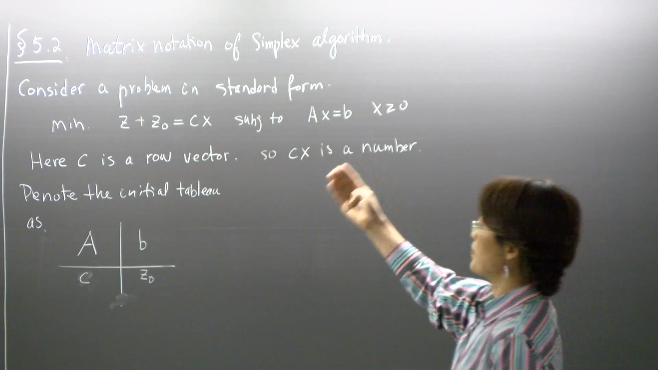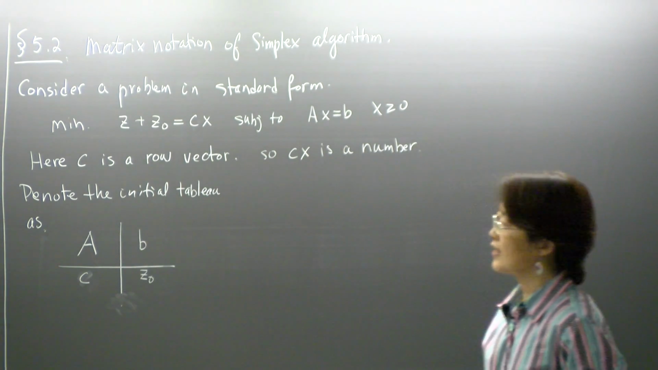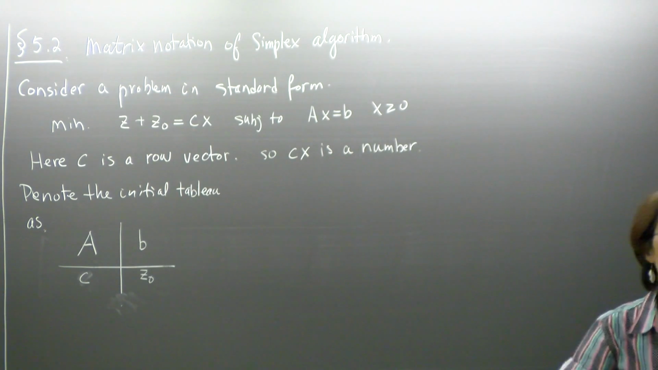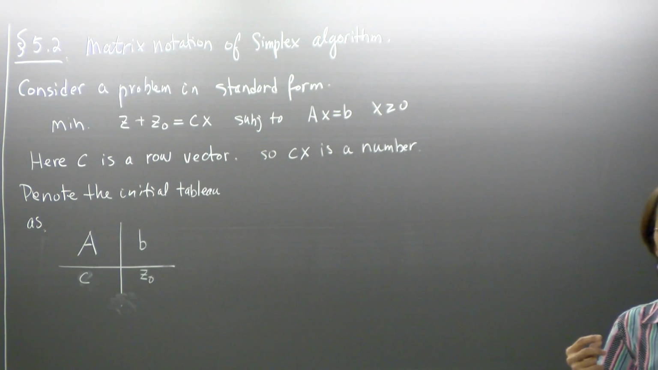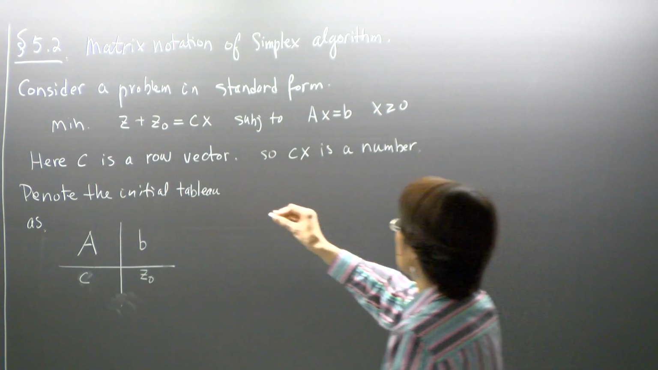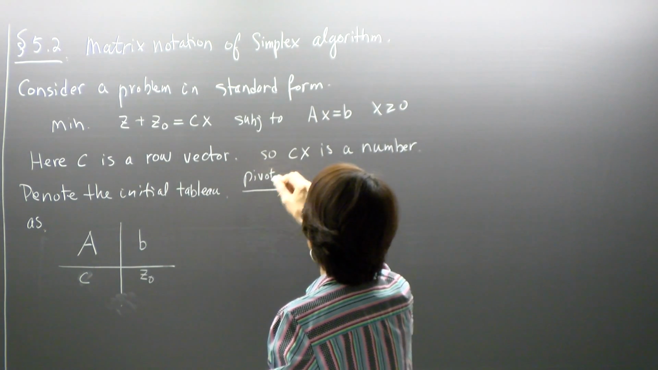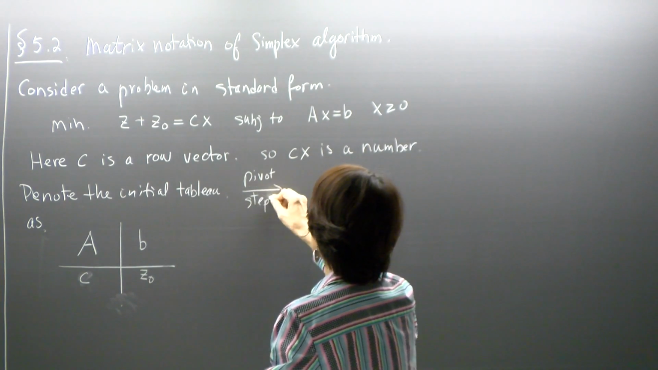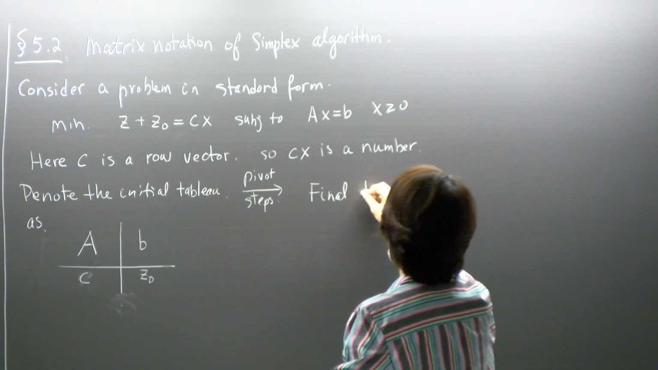And then you know, what does the simplex algorithm do? It performs some pivoting steps and so on. We're all familiar with that. And then in the end, let's say the optimal value is found, and then you have the final tableau. Is that right? So I'm going to denote, after pivoting steps, okay, I will have the final tableau.